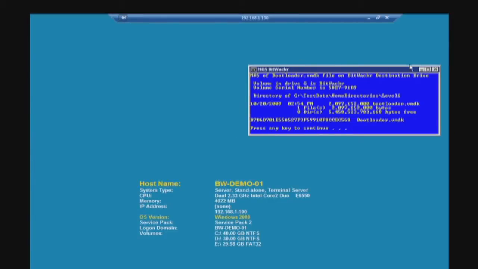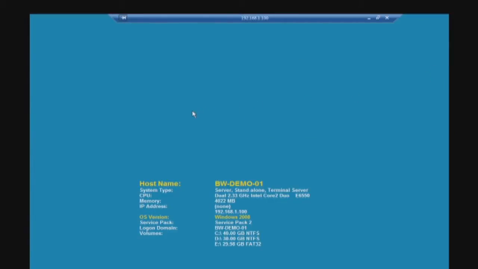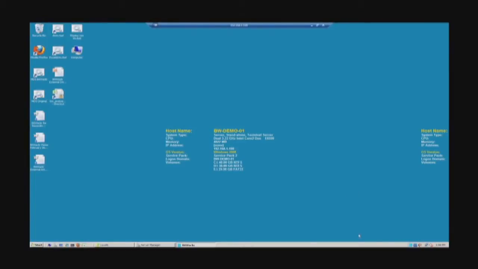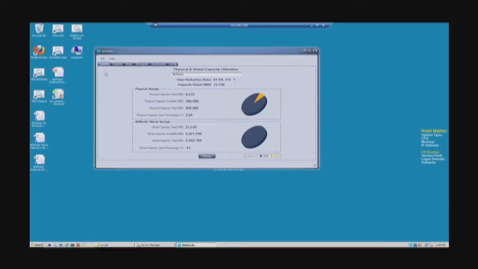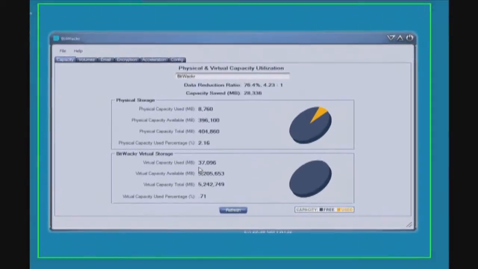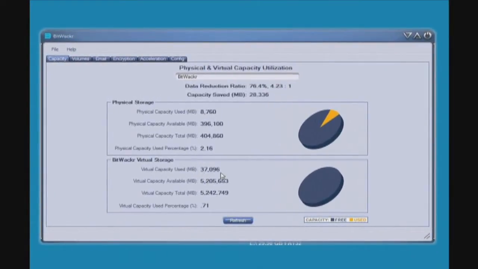Next thing I'd like to do is give you an idea of the data reduction that was performed by the BitWackr. And in order to do that, we'll go back to the Capacity tab on the BitWackr graphical user interface. I'll press refresh, and what it's telling me here is that during these transfers, we moved some 37 gigabytes of data in total, and we saved, of those 37 gigabytes, 28 gigabytes, or 76%. So that's a very significant data reduction ratio.